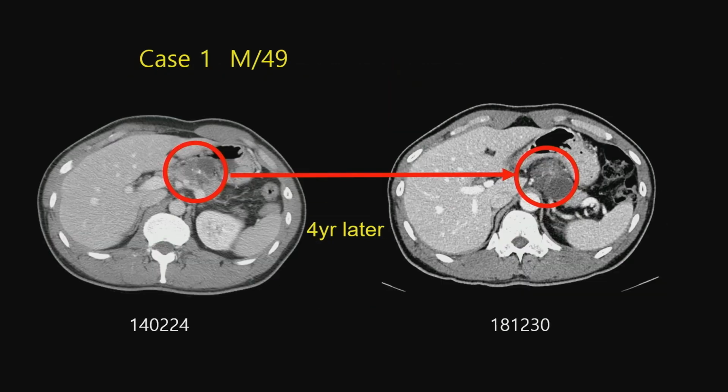This is one example case. We used RFA to palliate the mass effect of serous cystadenoma. The left side showed a medium-sized cystic tumor in the pancreas body, but 4 years later, the cyst became large and replaced the body of the pancreas parenchyma.